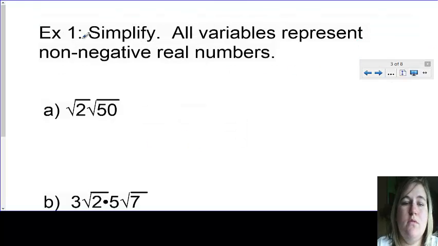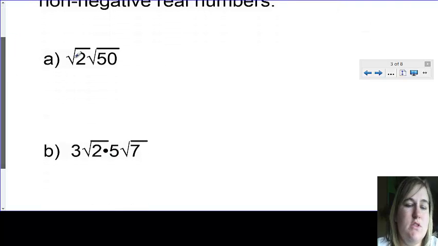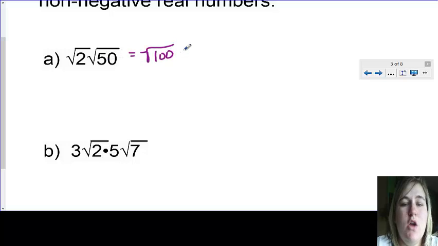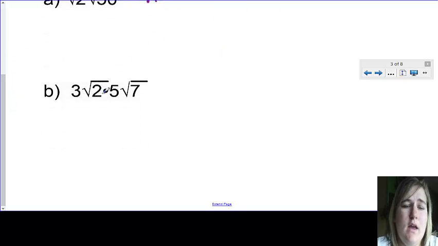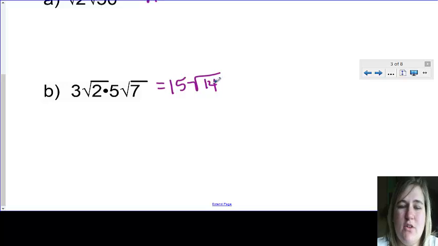So for example, it says simplify, all variables represent non-negative real numbers. Here I can take 2 times 50, which gets me radical 100, which is a perfect square, so I can simplify that to 10. On B, I multiply what's on the outside, 3 times 5 is 15, and on the inside 2 times 7 is 14. 2 times 7 is the prime factorization of that, so that's as simplified as it gets.